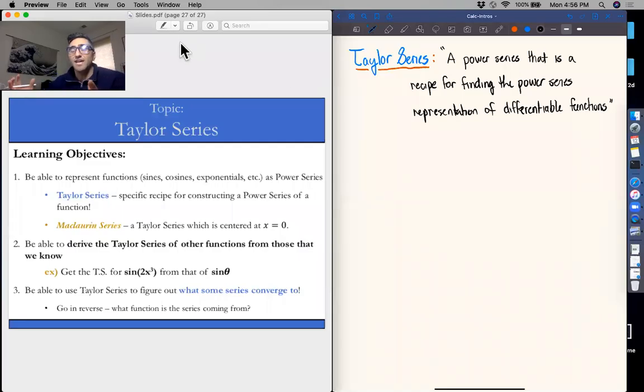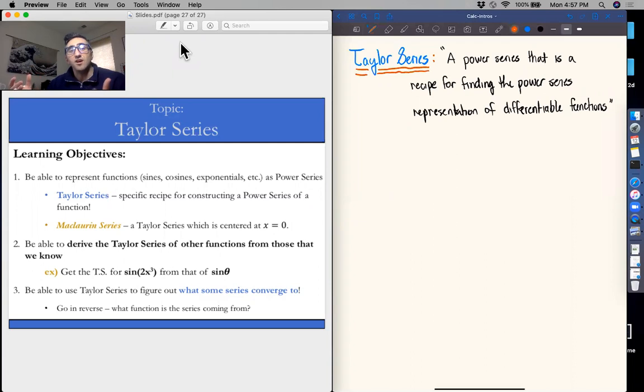Hey everyone, so today in class we're going to talk about a really cool kind of power series called Taylor series. And Taylor series basically is an example of a specific kind of power series that's actually a recipe for finding the power series representation of differentiable functions.